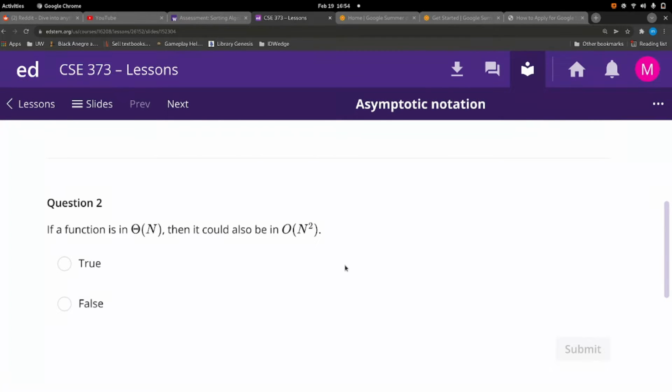If a function's runtime is between the smallest linear function and the largest linear function, then could it also be smaller than the largest quadratic function? That would be true, again, because all big theta of n is saying is that it's between these bounds of a linear function, but that also means that you could say that it is smaller than n squared.